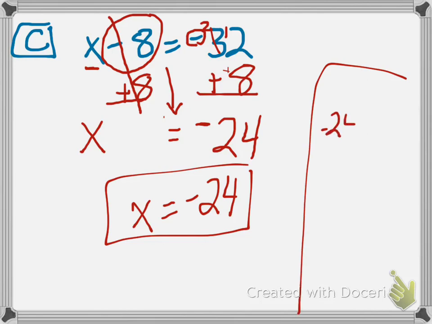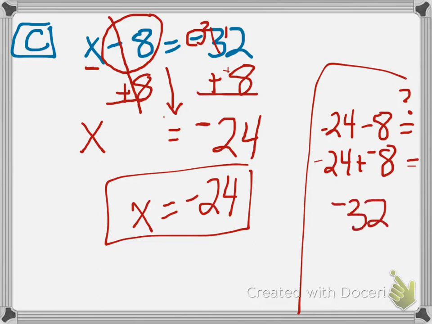Negative 24 minus 8. Okay, what is that? Negative 24 plus negative 8. Signs are the same. Find the sum, keep the sign. And that's exactly what we wanted.